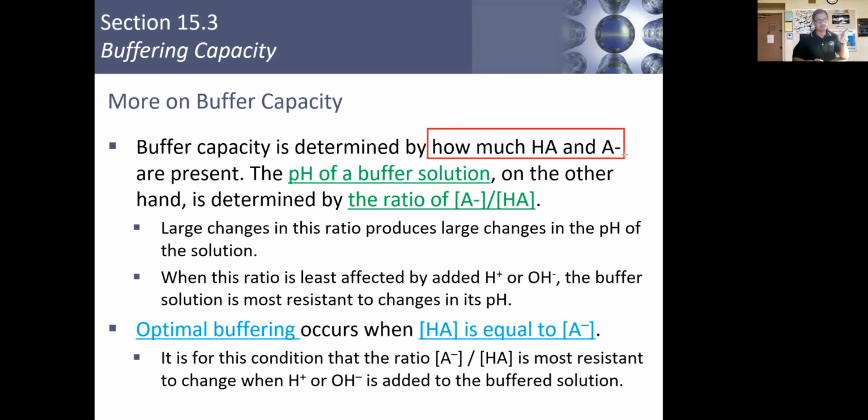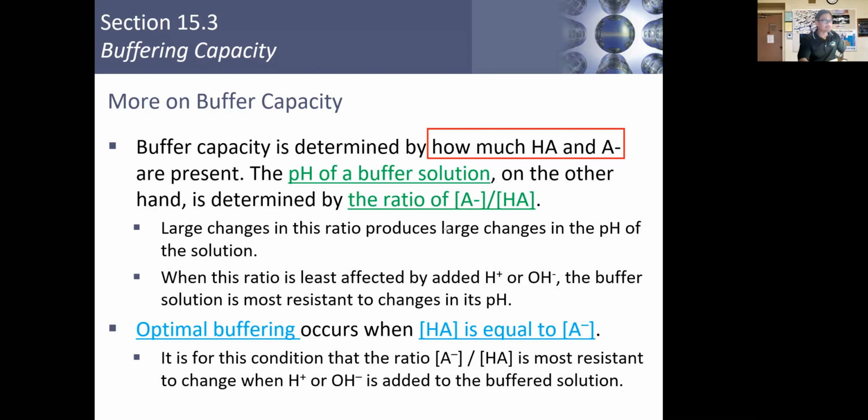What I want to point out to you is the pH of the buffer. Buffering capacity is dependent upon the amount of each of those components that we have. The pH is going to be determined by the ratio. Whatever the ratio ends up being between the acid and its conjugate base is going to determine the pH, because we plug that into the Henderson-Hasselbalch equation. We see that occurring right there.